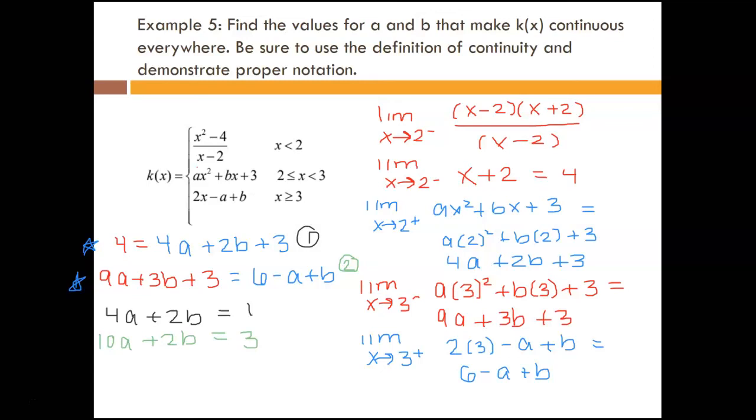So if I subtract the bottom from the top, or the top from the bottom, 4 minus 10 is negative 6a. 2b minus 2b is 0. 1 minus 3 is negative 2. Divide both sides by negative 6. And now you get a equals a positive 1/3.